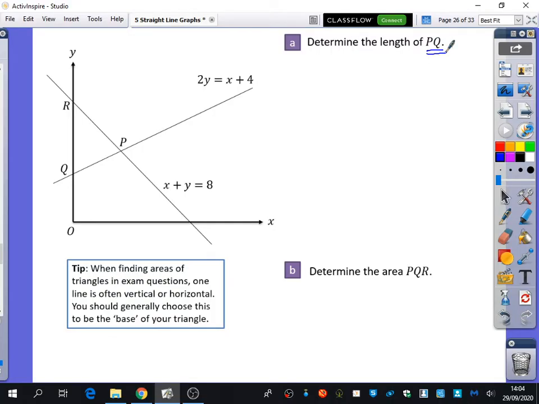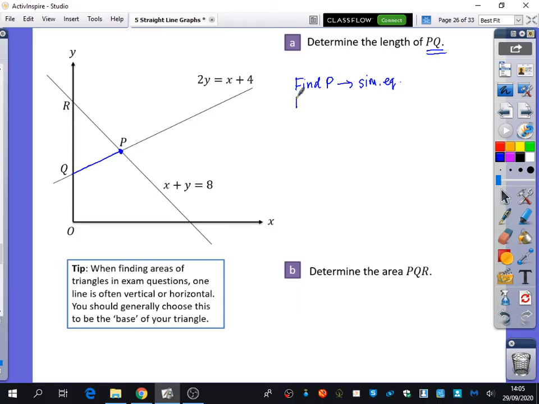So before I can find out the length of PQ, what needs to be done? Minhaj, if we're going to eventually find out the length PQ, what else needs to be done before I can get there? Find out where P is. How am I going to find P? How do you find out where the 2 lines cross? You need to do simultaneous equations, okay? Not midpoints, not the equation of a line, simultaneous equations to find out where P is here.